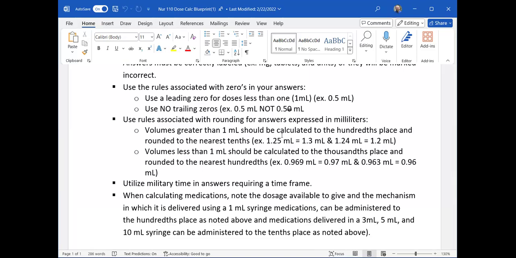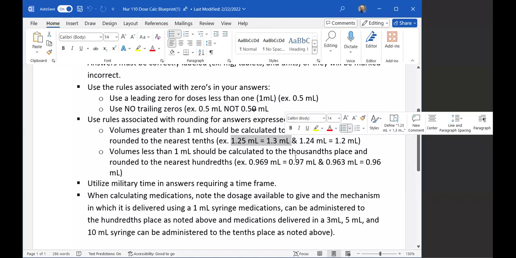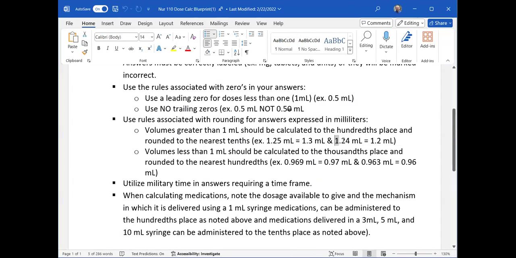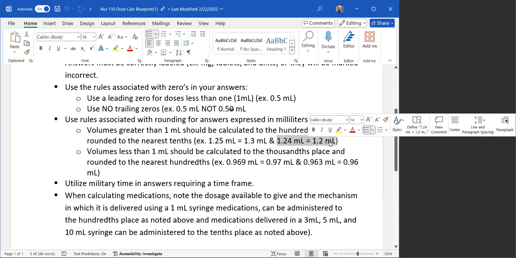The rounding rules state that when you have a number, particularly when you're talking about milliliters, that's the main thing, but this can actually be applied to several different instances. If you have a volume greater than 1 milliliter, but it has decimals associated with it, then you do want to round to the nearest tenth. Like in the example that the blueprint gives you, 1.25 milliliters would be rounded to 1.3. And if it's 4 or fewer, you would leave it at 1.2.